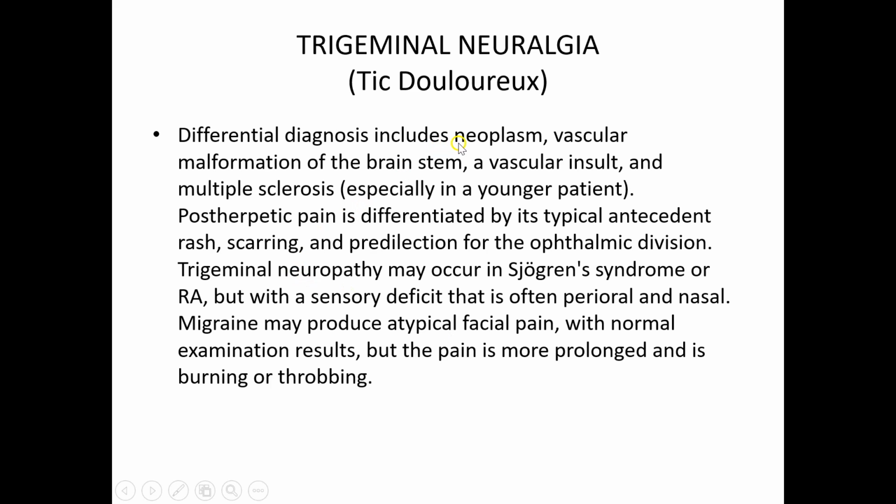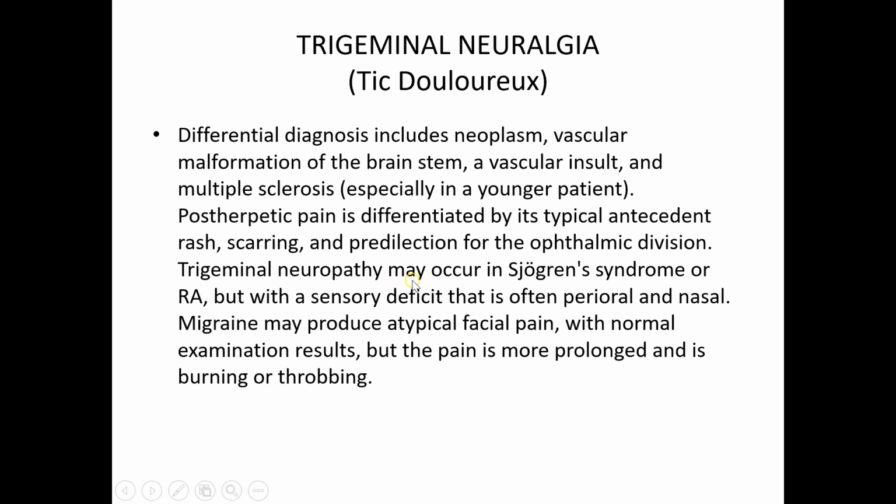Its differential diagnosis includes neoplasm, vascular malformation of the brainstem, a vascular insult, and multiple sclerosis. Especially in younger patients with trigeminal neuralgia, you must suspect multiple sclerosis. It should also be differentiated from post-herpetic neuralgia, which can be like trigeminal neuralgia, but it is usually found in the ophthalmic branch and is differentiated by its typical antecedent rash, scarring, and predilection for the ophthalmic division.